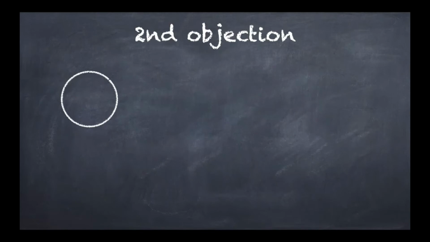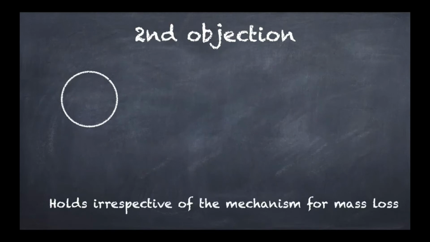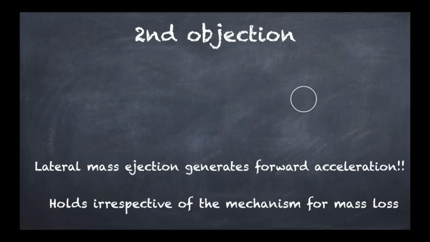A second objection that can be made spurs from the fact that the scenario we've seen, where there is a forward acceleration caused by mass loss, would hold irrespective of the mechanism for the actual mass loss. So for example, you could lose mass by simply ejecting material in the lateral direction, so perpendicular to the direction of motion. So in sum, by ejecting mass laterally, you could get a forward acceleration.